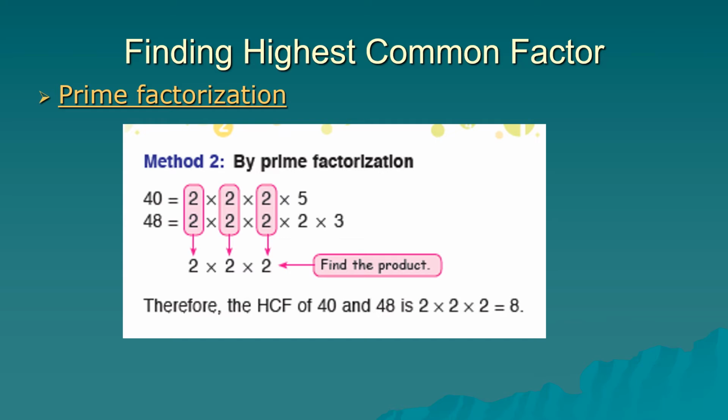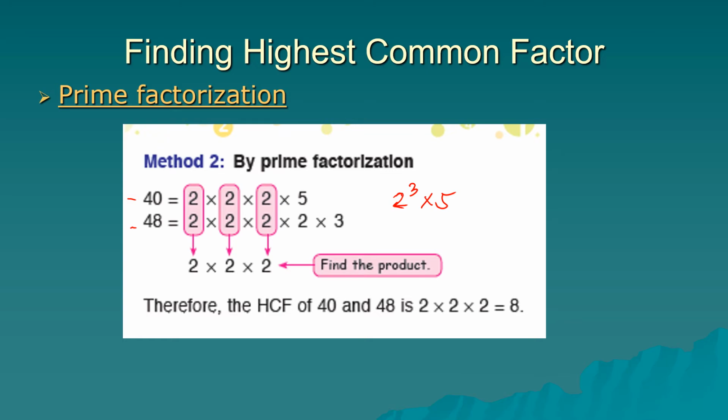Another way of finding the highest common factor is through prime factorization. We also learned about factorization last week. Now this is where we apply factorization. So for example, we have 40 and 48. We are getting the prime factorization of each number. So in our example, we have 40, 2 times 2 times 2 times 5. We don't have to write down the exponential form, 2 to the power of 3 times 5, to get the highest common factor using prime factorization.